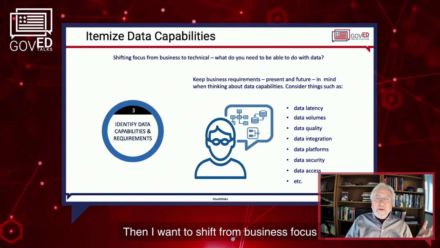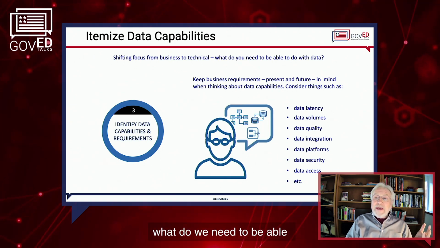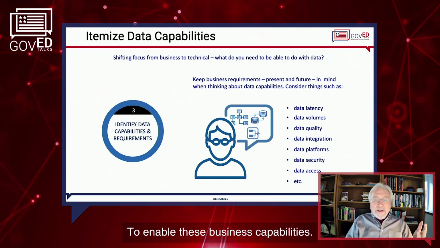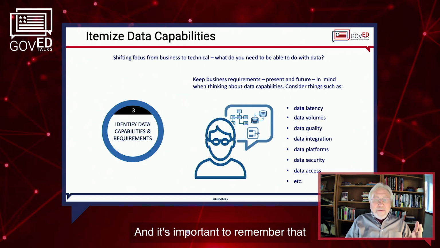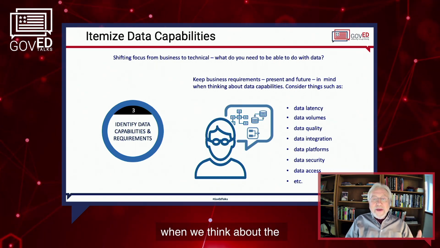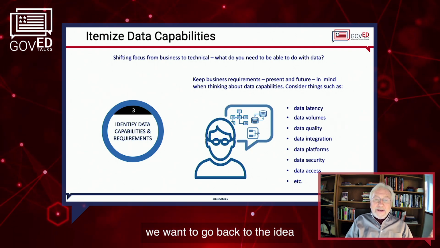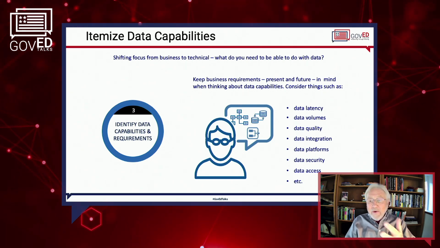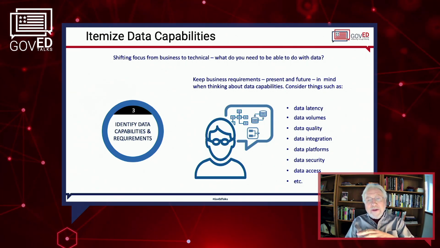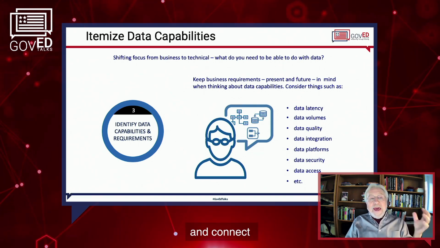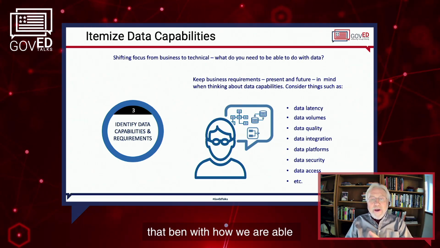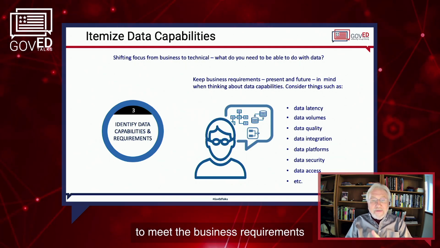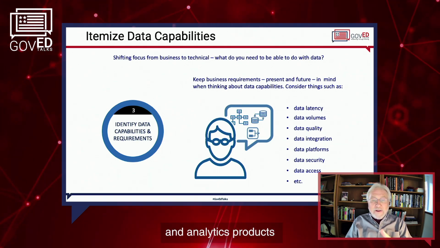Then I want to shift from business focus to technical focus. What do we need to be able to do with data to enable these business capabilities? And it's important to remember that when we think about the business capabilities, we want to go back to the idea of what kinds of things do we build, analytic models, what do we build, OLAP capabilities to support these business requirements, and connect that then with how we are able to manage the data to support the business capabilities, to meet the business requirements, and to build the kinds of data and analytics products that we need to build.